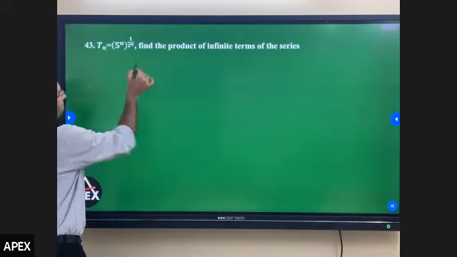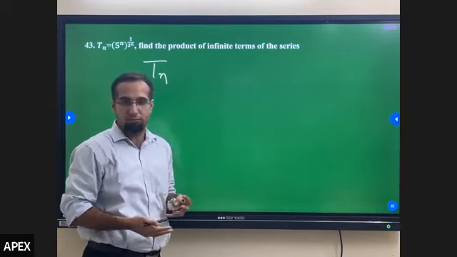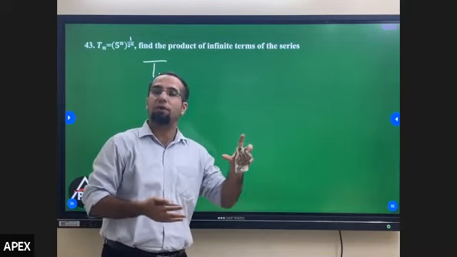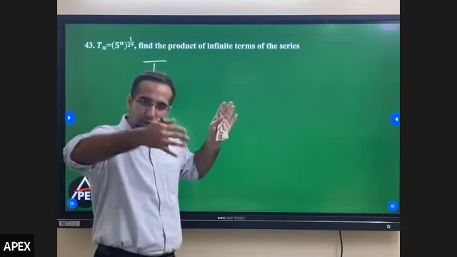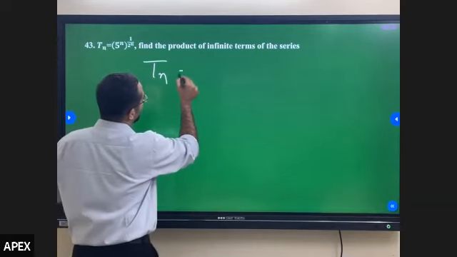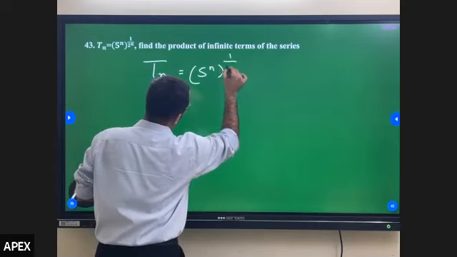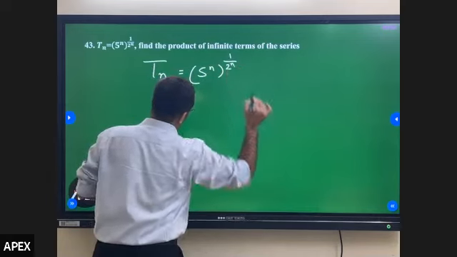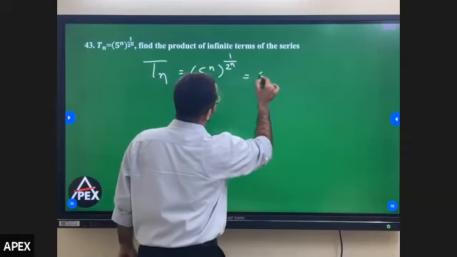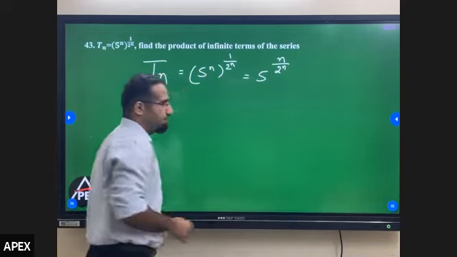Yeah. So T of n, always remember here. Whenever I say T of n, I'm talking about the nth term. The two technical terms you might see are T of n and S of n. S of n is the sum of n terms, T of n is always my nth term. So T of n given to me is 5 to the power n whole to the power 1 by 2 to the power n. Or as I told you, this becomes 5 to the power n divided by 2 to the power n.